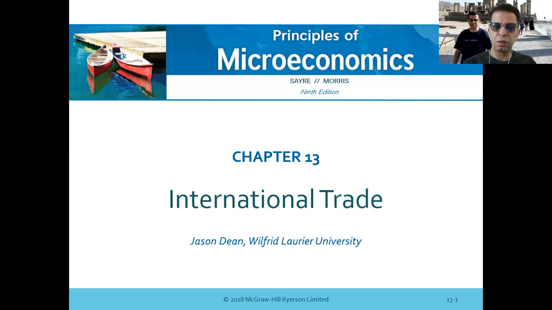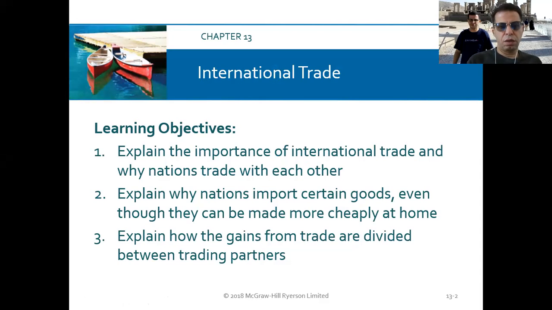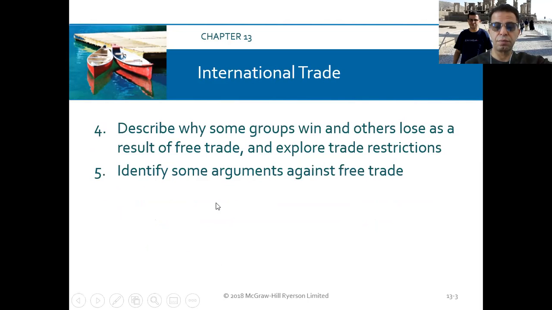Today we'll be talking about international trade, chapter 13. In this chapter, what are we going to do? Our objective is to explain the importance of international trade and why nations trade with each other. Explain why nations import certain goods even though they can be made more cheaply at home. Explain how the gains from trade are divided between the trading partners. And also we will describe why some groups win and others lose as a result of free trade, and explore trade restrictions. And then we identify some arguments against free trade.